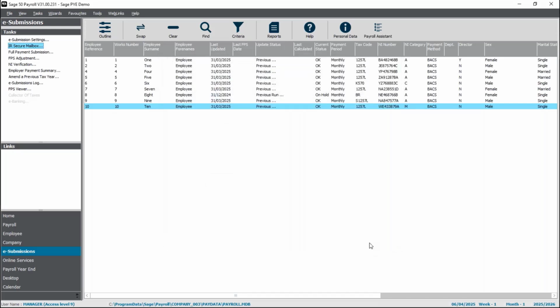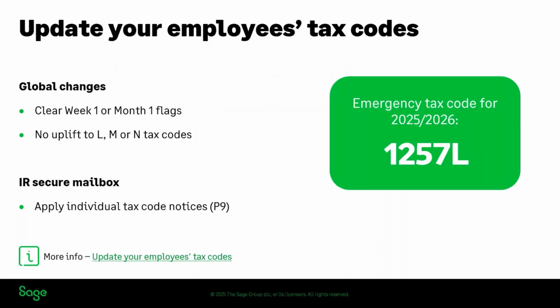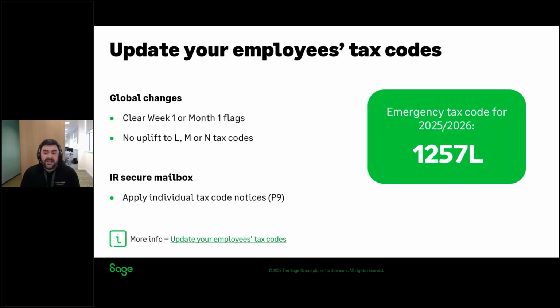So whichever way you get your notices, if it's online, you can apply them from the mailbox. If you get them in the post, you would do it in the employee record. So that covers the change to tax codes.